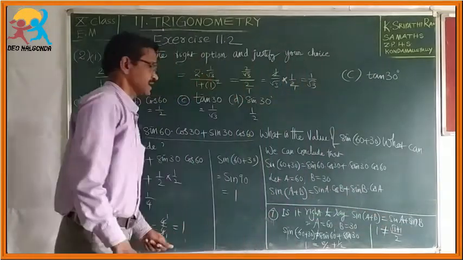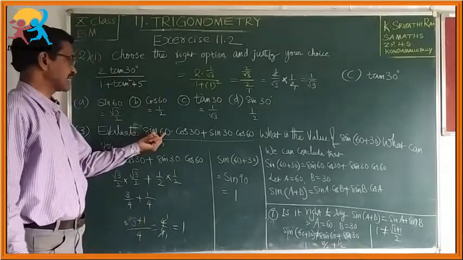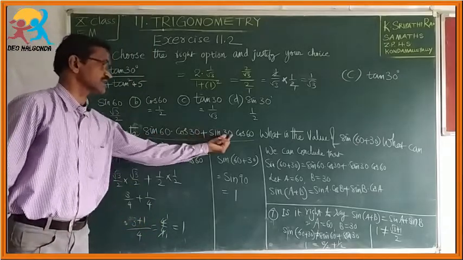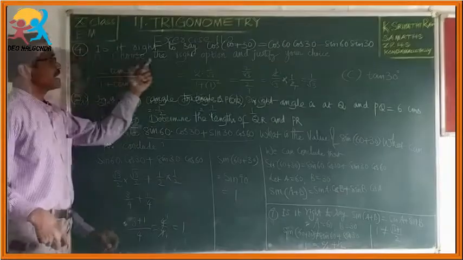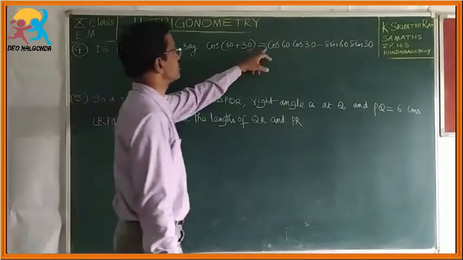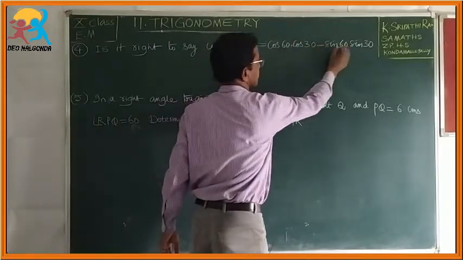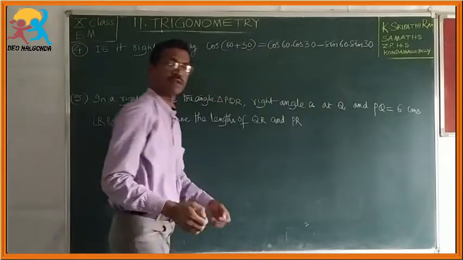So in this way we can solve problems by substituting the correct values. Is it right to say cos(60 + 30) is equal to cos 60 into cos 30 minus sin 60 into sin 30?